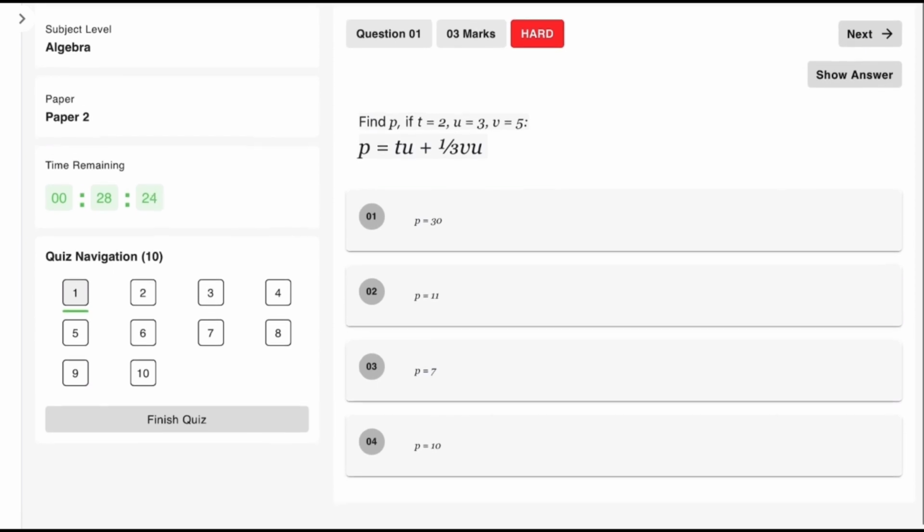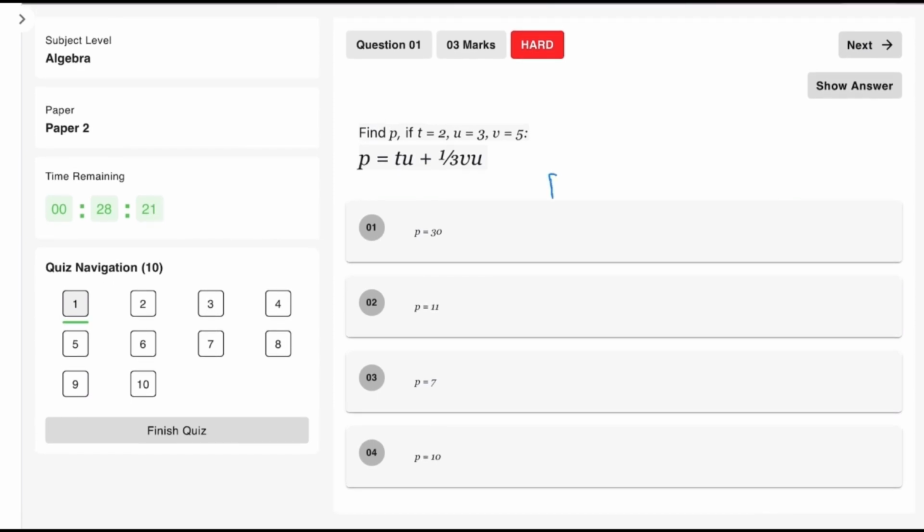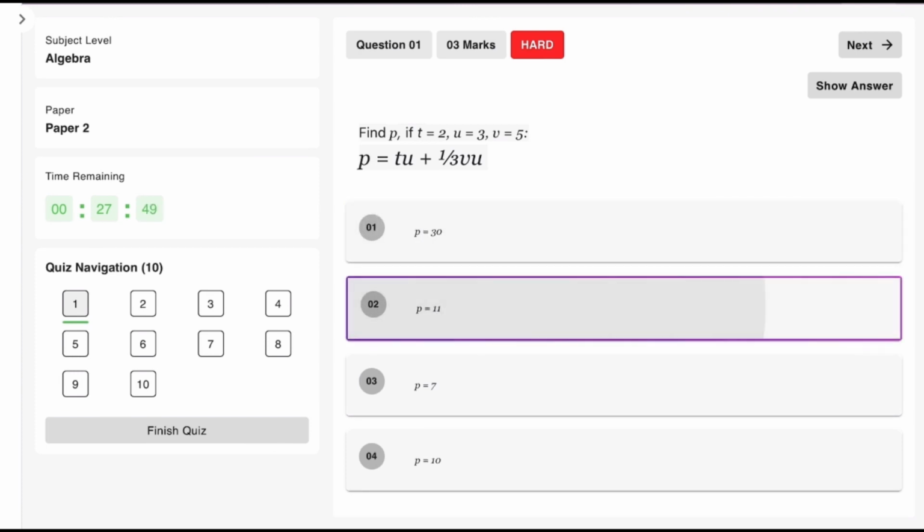So p is equal to, let's write that down, p is equal to 3t plus 1/3 of uv, where t is 2, u is 3, v is 5. So if we simplify this, 3 times 2 is 6, 1/3 into 15 is 5. So this is going to be 6 plus 5, which is 11. So that would be option number 2.